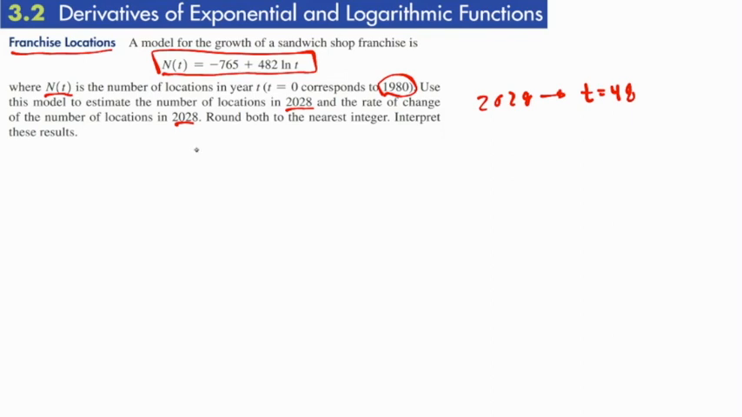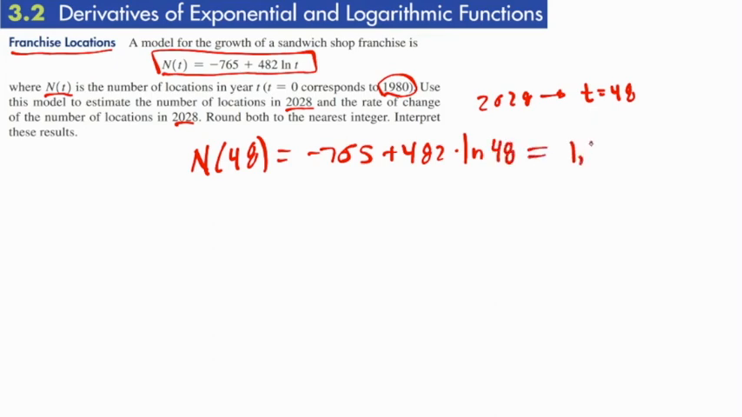We can evaluate n of 48 to find the number of locations in the year 2028. And that would be negative 765 plus 482 times natural log of 48. You plug this into your calculator and get 1,101 locations approximately.